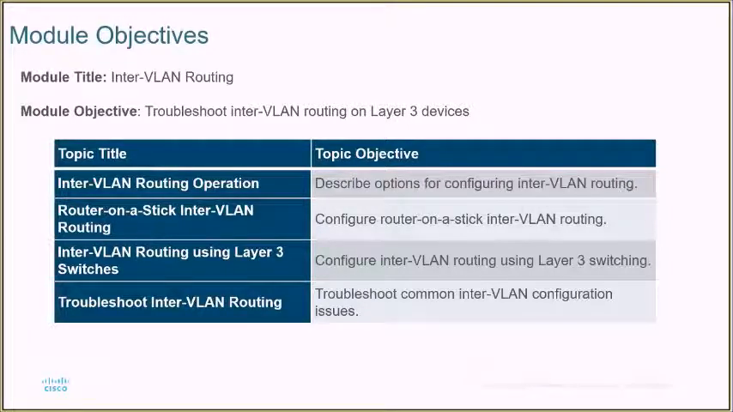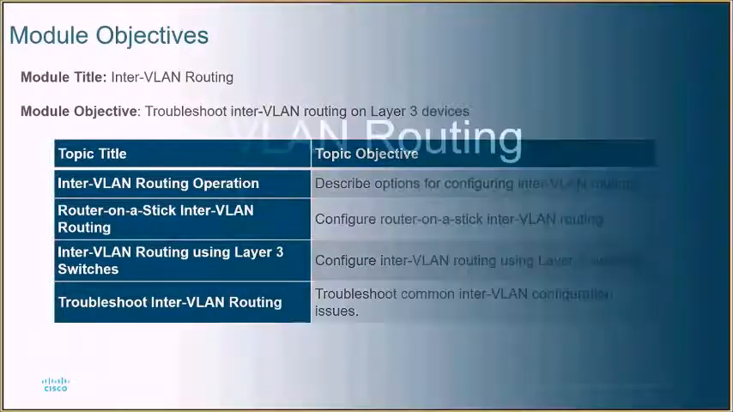Then we'll look at router on a stick, which is using a router via a trunk link. A layer 3 switch, which is basically having a core switch or something like that actually behaving as a router between the VLANs. And then of course we'll look at how to troubleshoot inter-VLAN routing.